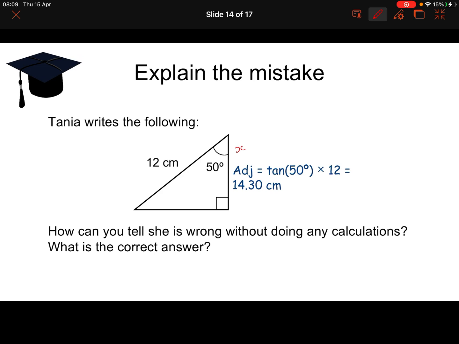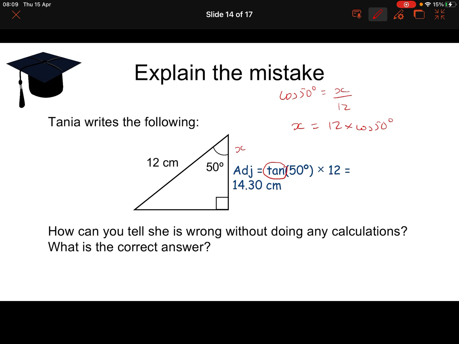So what should have happened here? This is x. We should have said cosine of 50 degrees is equal to x over 12. She didn't do the wrong rearrangement. She used the wrong function. She used tan when she should have used cos. So x should have been 12 times cos 50 degrees.